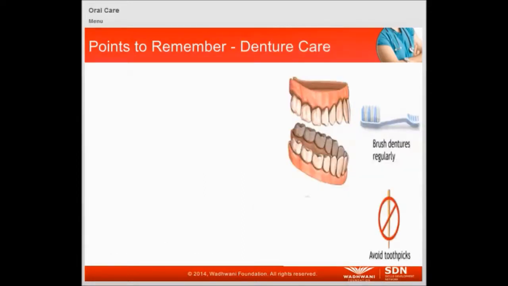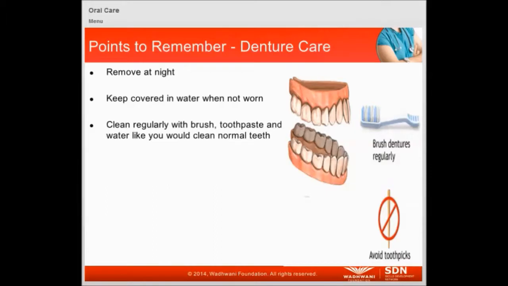Keep the following points in mind while taking care of dentures or artificial teeth. Dentures should be removed at night. Keep them covered in water when not worn. Clean the dentures regularly with a brush, toothpaste and water like you would clean normal teeth. Never use hot water to clean dentures. Don't place them in a napkin or tissue for risk of infection.